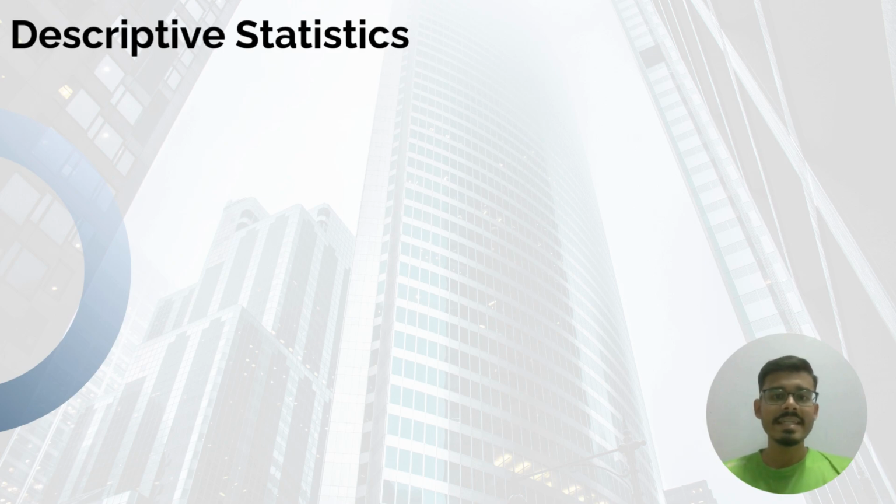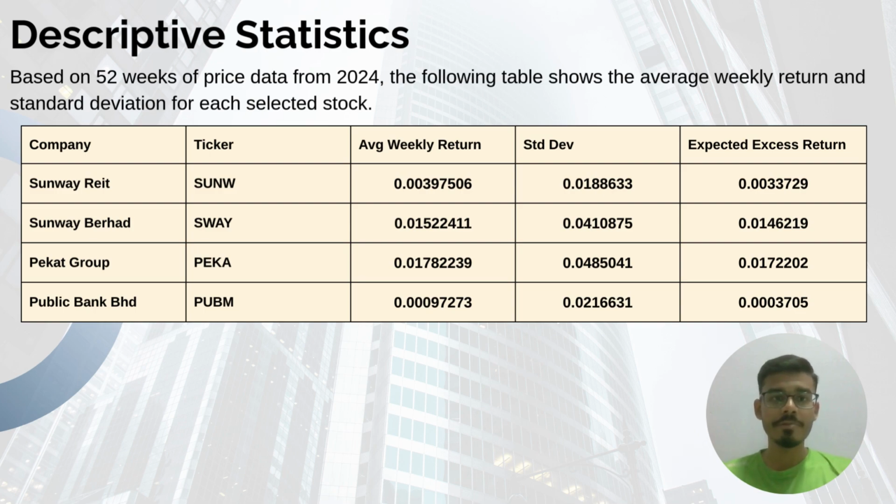Okay, this is the descriptive statistics for the 4 chosen companies, based on the 52 weeks of price data from the year 2024. From the data, we can see that the PEKASH Group has the highest average return at approximately 0.0178, and it also has the highest standard deviation, which is 0.0485.